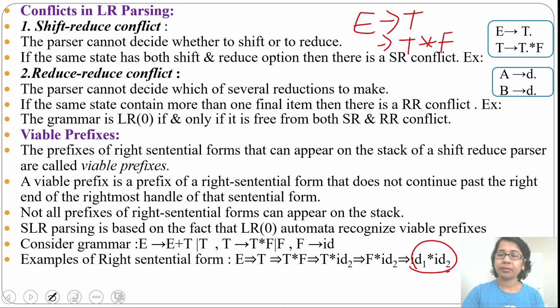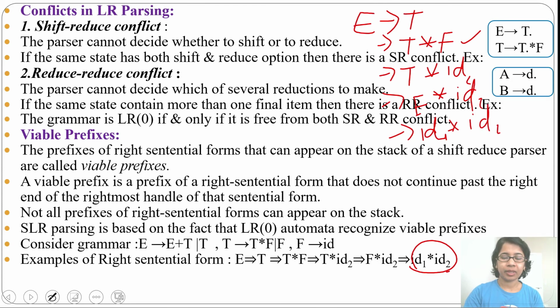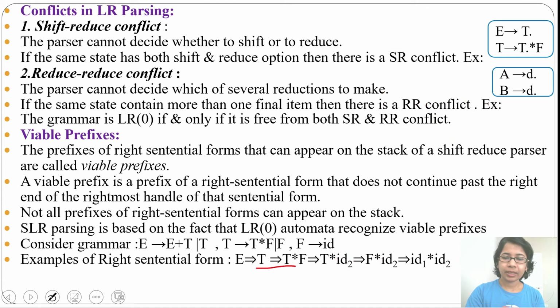Now for right sentential form, we will expand this. T multiplication, from F you will derive ID2. Then from T you will derive F multiplication ID2. Then from F you will derive ID1 multiplication ID2. So this is a right sentential form that I have written here. First E, from E you will derive T, from T you will derive T multiplication F, from this you will derive T multiplication ID2, from F we derive ID2, then from T you will derive F, from F you will derive ID1. This is just a right sentential form.